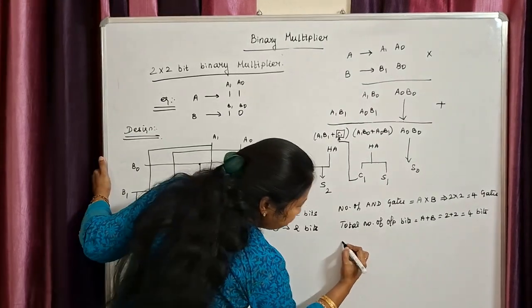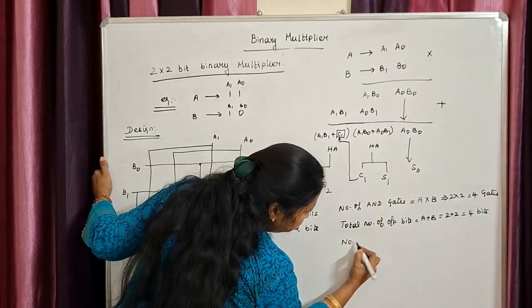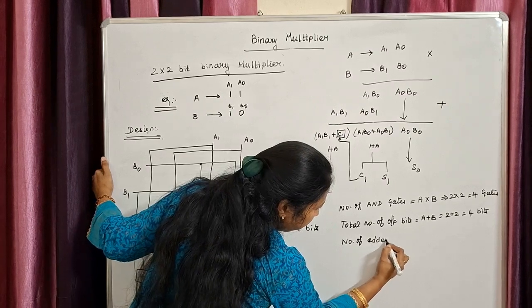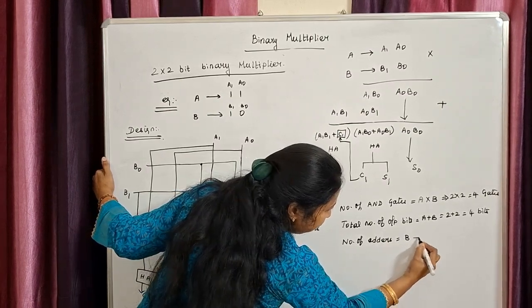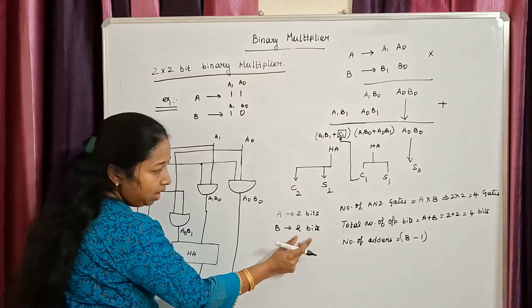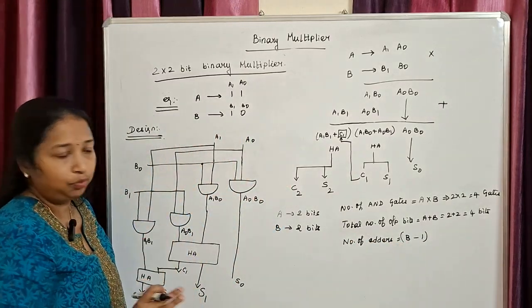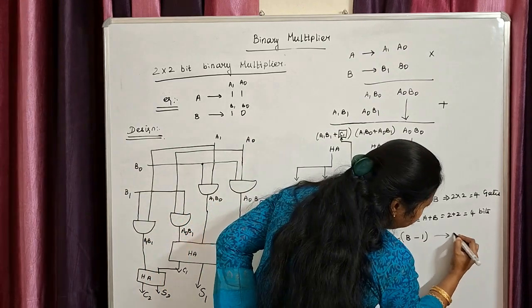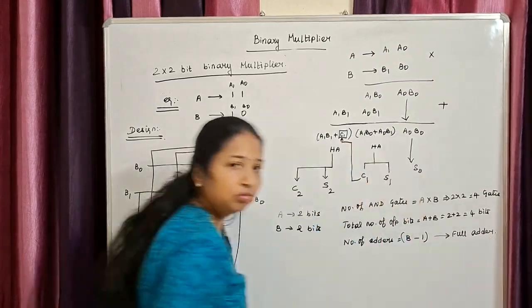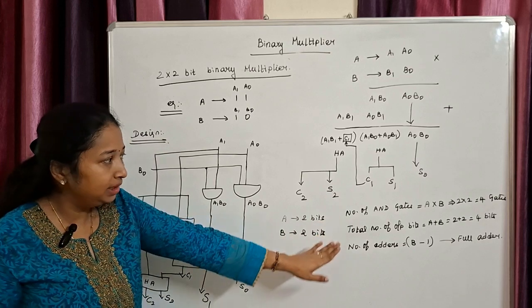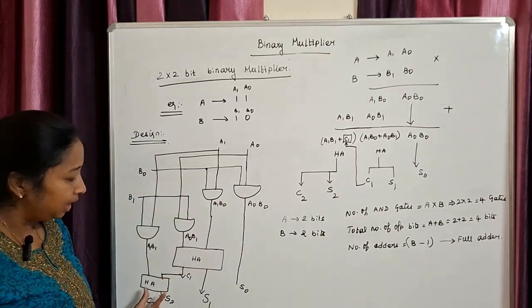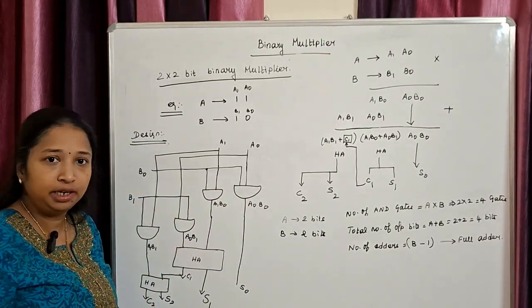Fine. How do you decide on the number of adders? That is based on B minus 1. The number of bits you have for B, minus 1, will give you the number of adders you want. And this is your full adder. Is it clear? This is how you'll decide how many gates you want, how many adders you'll require and how many outputs you'll be getting.